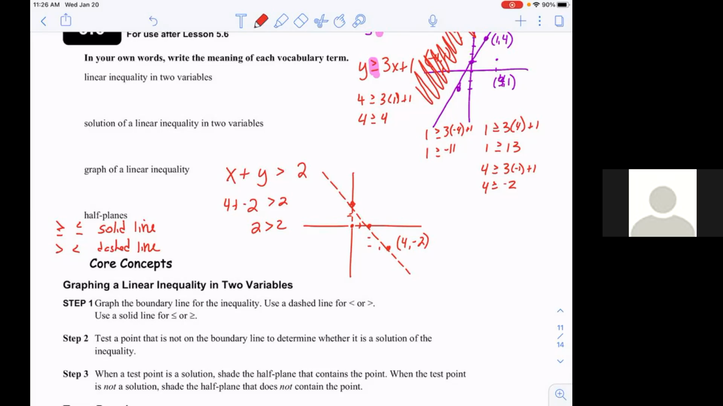I'm going to go with 0 plus 0. Is that greater than 2? Is 0 plus 0 greater than 2? It is not. So that means that this 0, 0 lies in the false half plane. So that means that the other side must be the true half plane. So we're going to shade that true half plane.